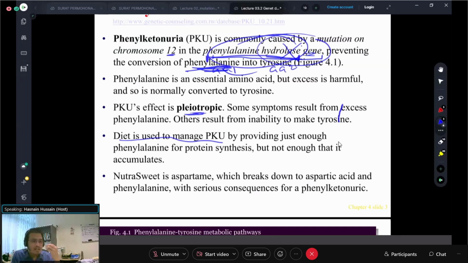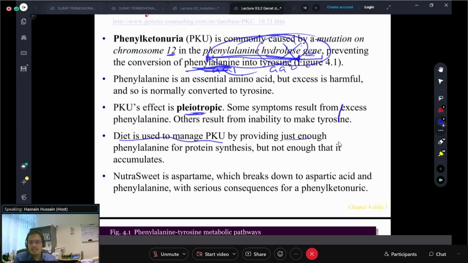Okay, but then they cannot have extra. That extra is the one that will cause the disease. So the individual has to eat just enough for the cell to use, and then cannot eat excessively. Okay, by just providing enough phenylalanine for protein synthesis, but not enough that it accumulates and causes the disease.